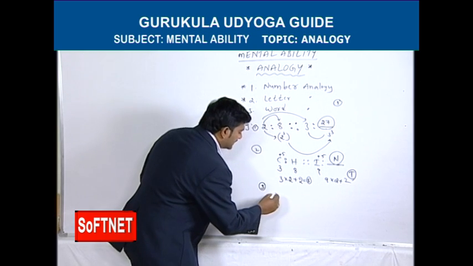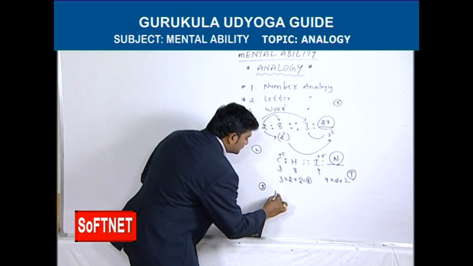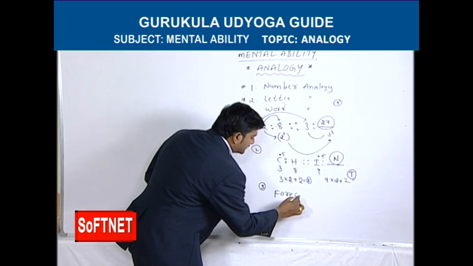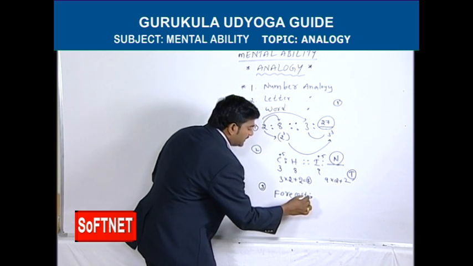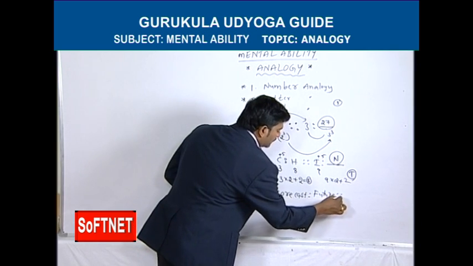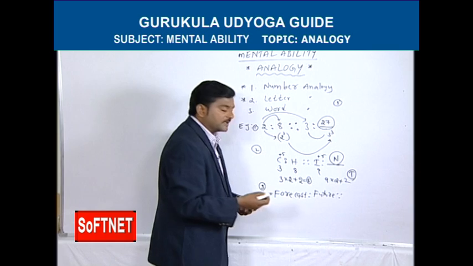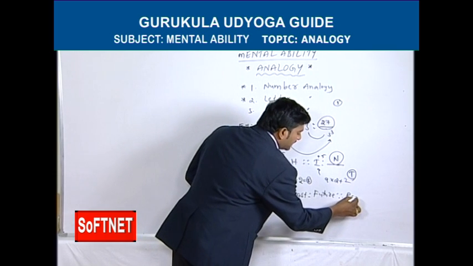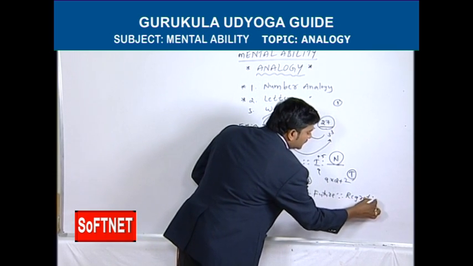So let's say the next example is given like this. Ila annadu, forecast is to future as regret is to dash annadu.